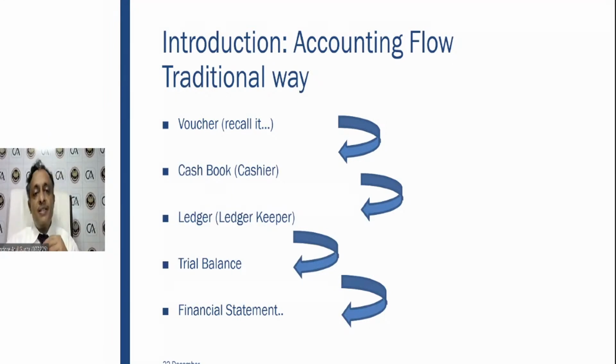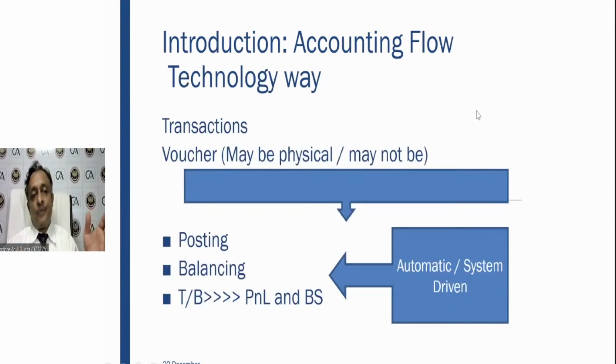The new accounting way is this. Transactions may be physical, may not be. Your basic vouchers are captured in your accounting system. And once captured, all other processes of posting, balancing, trial balance, and from the trial balance, profit and loss account and balance sheet, all is automatic or system driven. So this is a fundamental change in the way accounting is being done in systems. Very, very, very important. That is from the traditional to the technology.